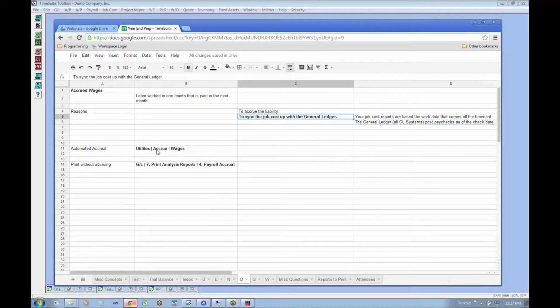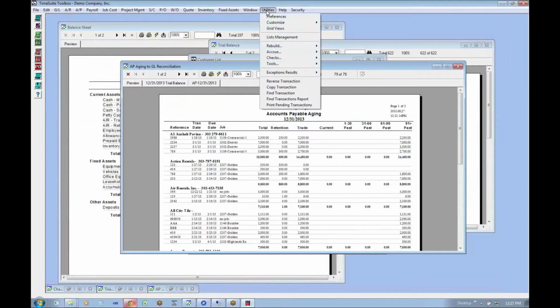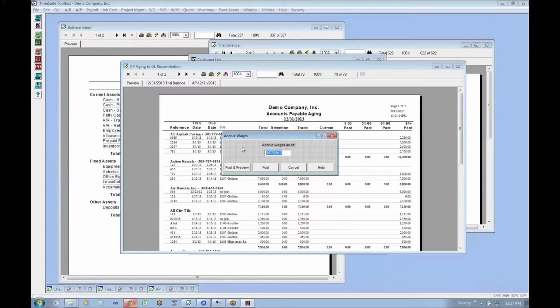So here's the automated accrual, utilities, accrue wages. I'm sure most of you are familiar with that, but we'll go through it. Once in a while, we'll come across a user that's been on the system a long time and they don't accrue wages. They're just not familiar with the process, and that will get their general ledger out of sync with their trial balance, and it's surprising sometimes that that's not taking place. Sometimes the auditors won't pick up on the fact that the system does it for them. They're not used to that. So we'll do just a cutoff date based on the demo data.